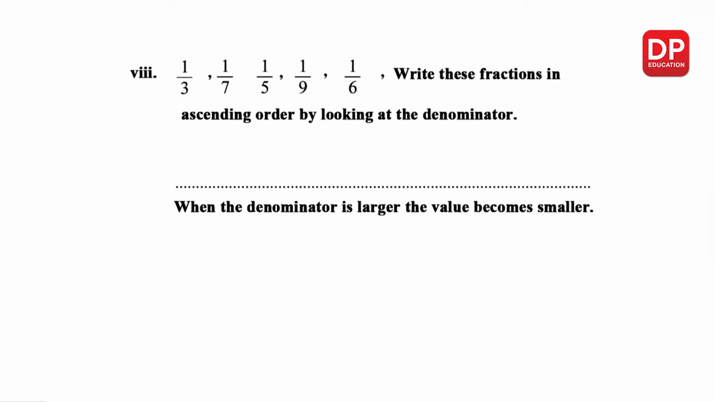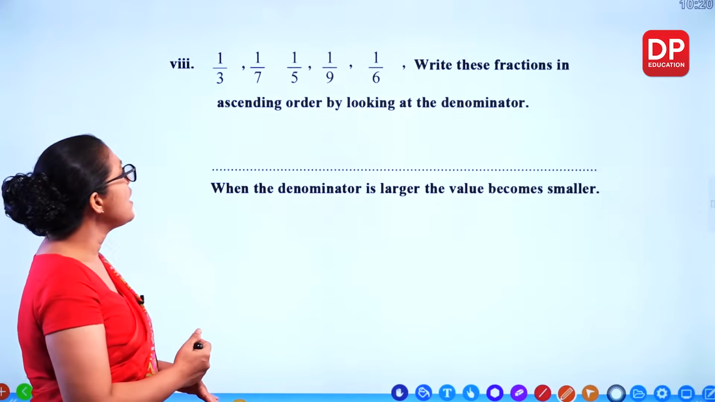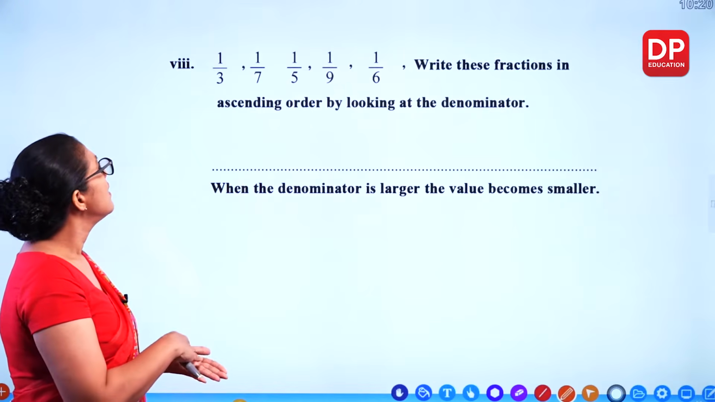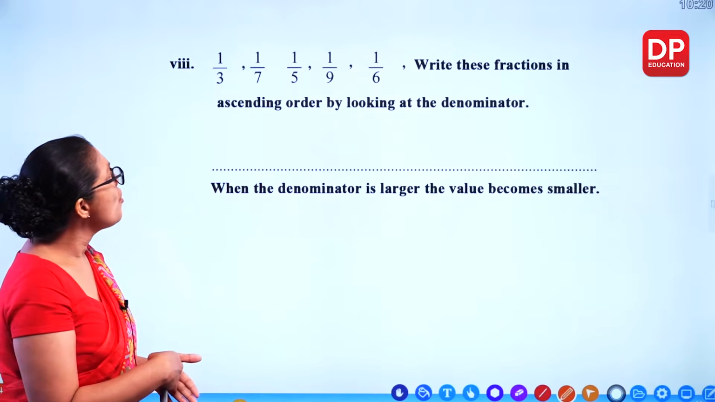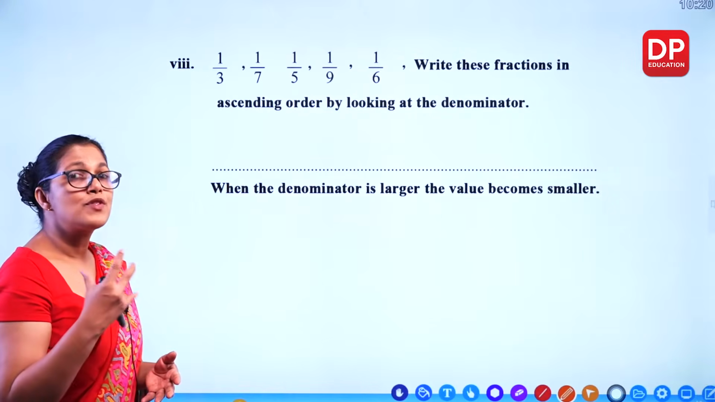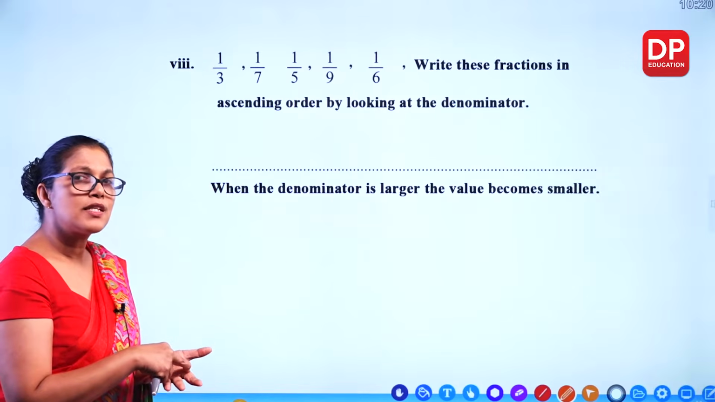Look at these fractions. Write these fractions in ascending order by looking at the denominator. All the numerators are ones. So how do we decide? By looking at the denominator. Do you know when the denominator becomes bigger and bigger, the value becomes smaller?